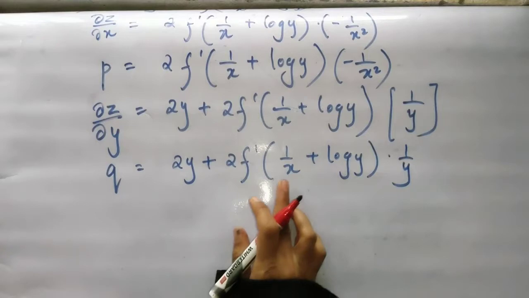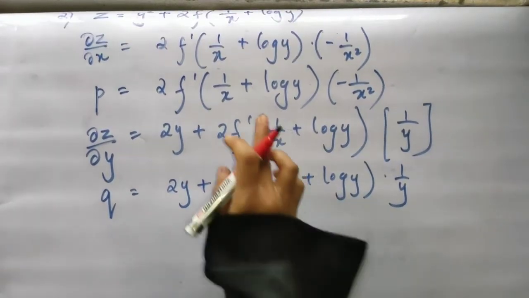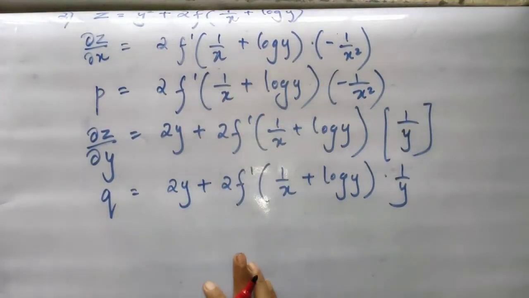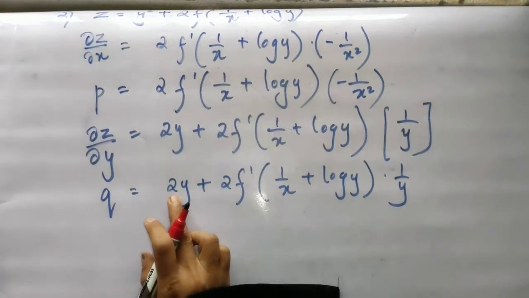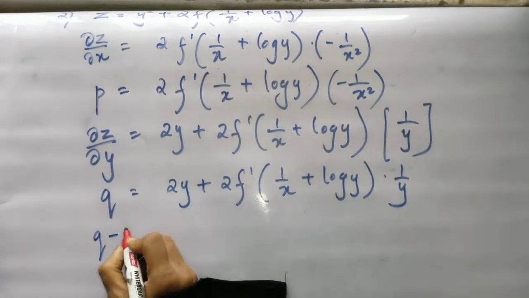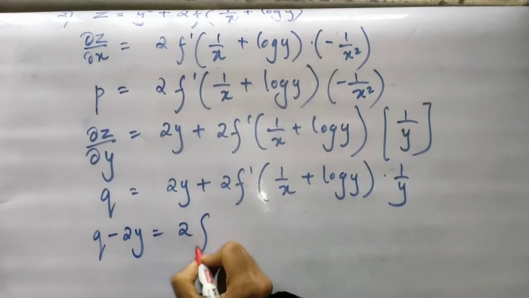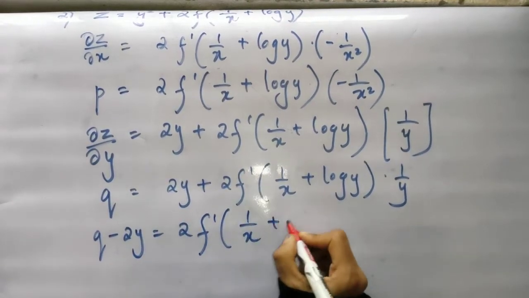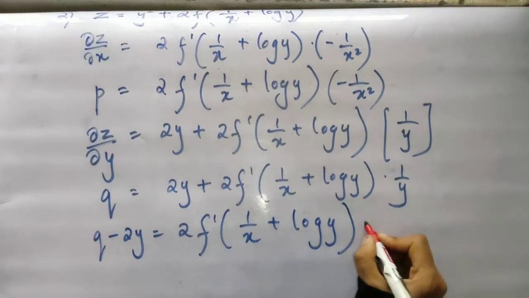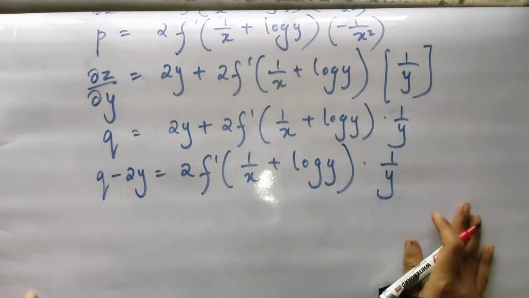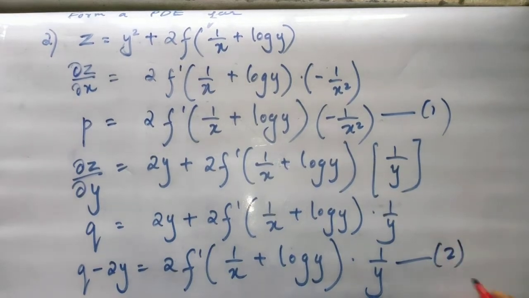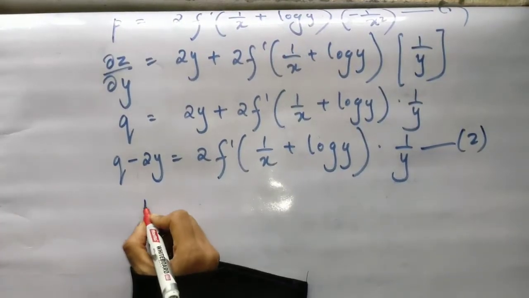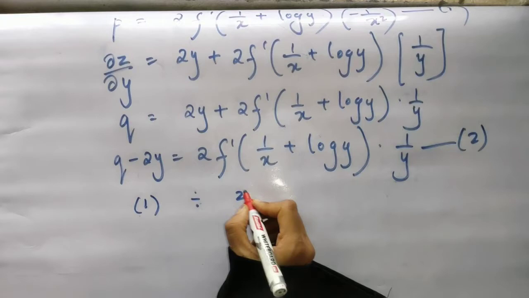Okay, but from here I want to separate f dash. See, p is directly having f dash into certain constant and the minus 1 by x square. I can take this to the left hand side. Q minus 2y is equal to 2 times f dash of 1 by x plus log y into 1 by y. Now I'll call this equation 1, call this equation 2, and divide 1 by 2. Equation 1 divided by equation 2.